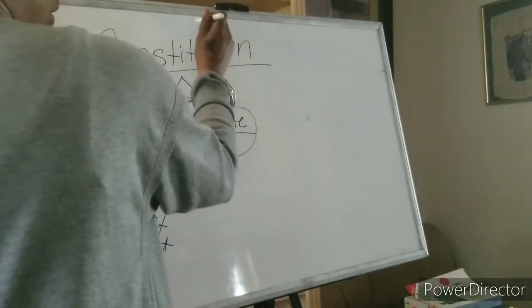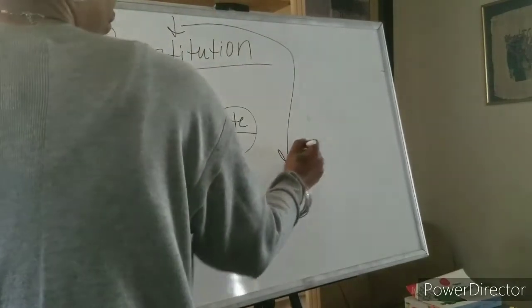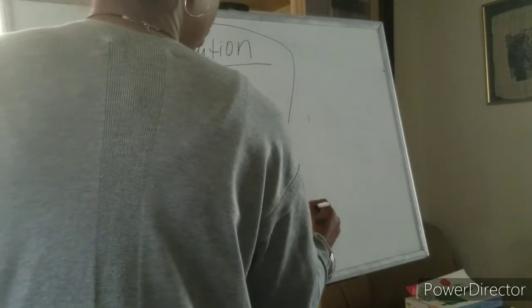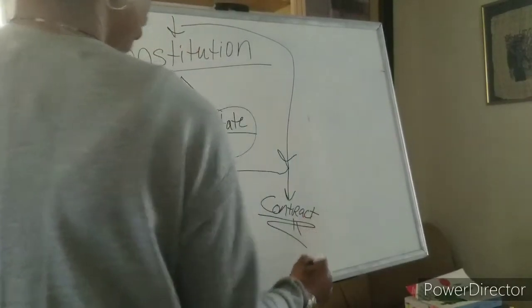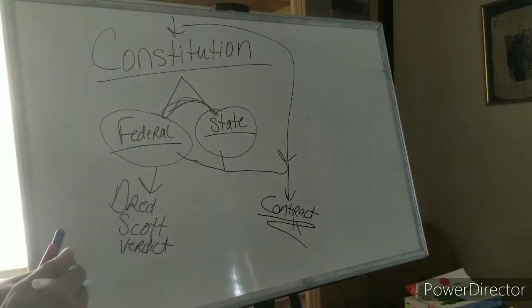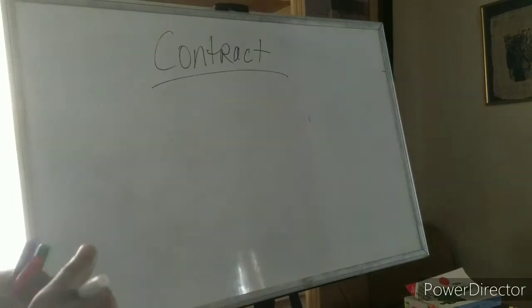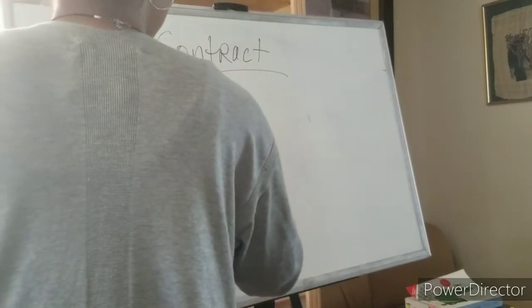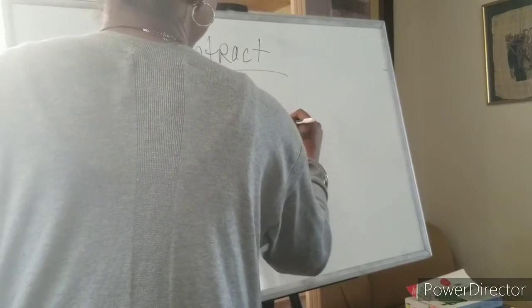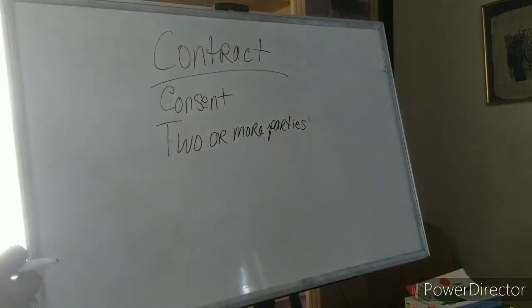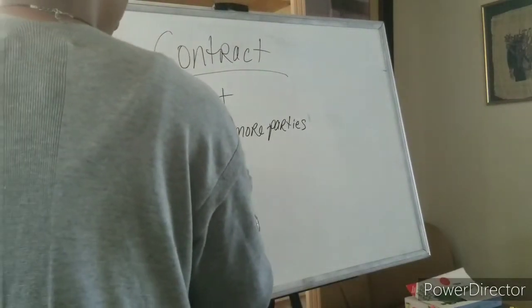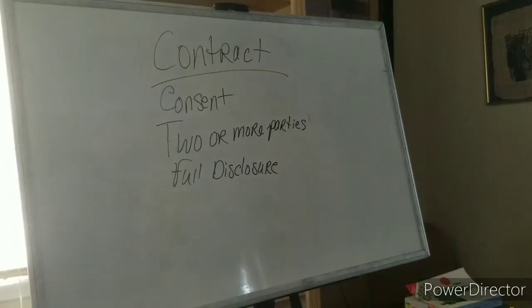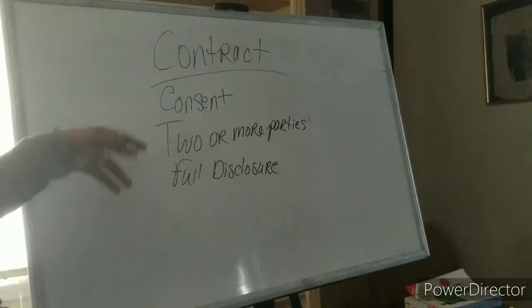Additionally, the Constitution for federal and state is a contract. Right? You need consent. You need 2 or more parties. There has to be full disclosure. Again, just for quick video purposes, a contract needs at least these 3 things.